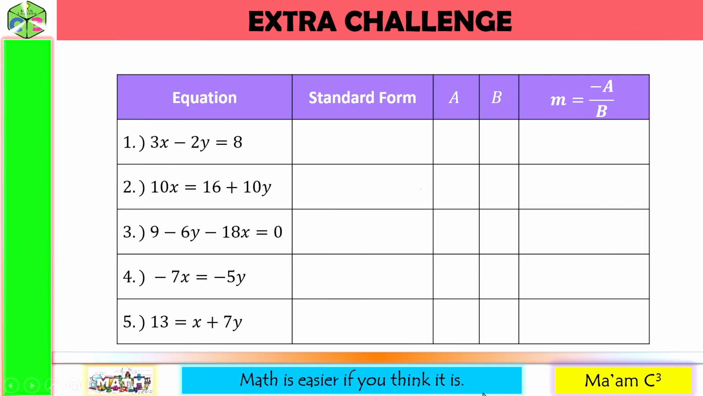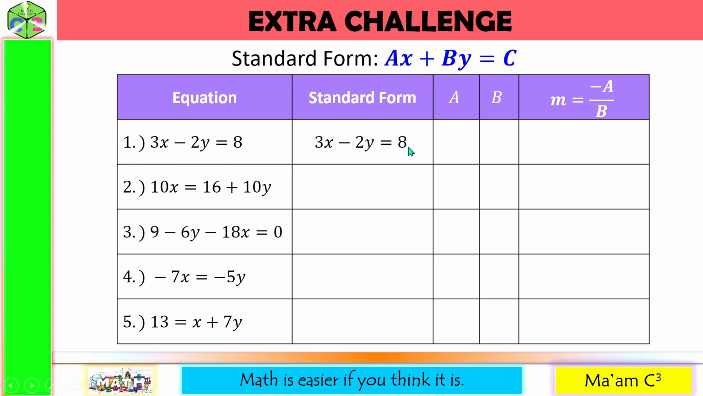To avoid confusion, I advise that you convert first the equation into a standard form, and that is in the form ax plus by equals c, where a is the numerical coefficient of x, b is the numerical coefficient of y. And as a rule of thumb in mathematics, the first term should be positive. So let's start with the first one. This is already in the form ax plus by equals c. Our a is already positive, so let's just copy this.